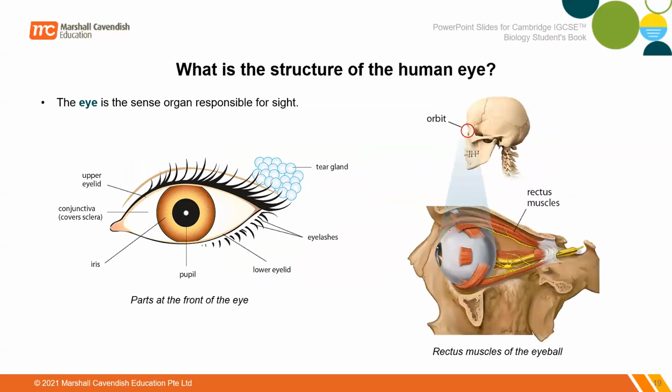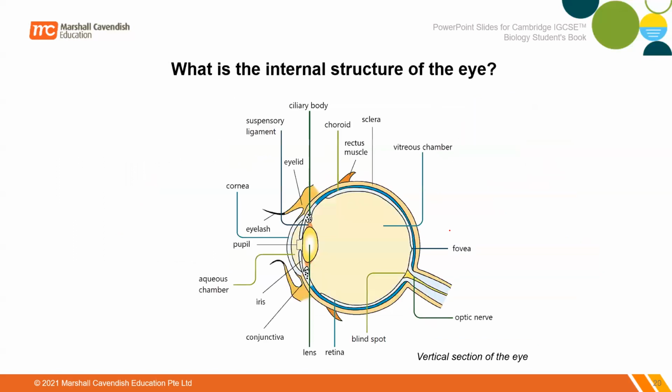The structure of the eye. There is no need to look at the external structure or the part at the front of the eye, because all we need is in this diagram. So step by step, let's start from the cornea.